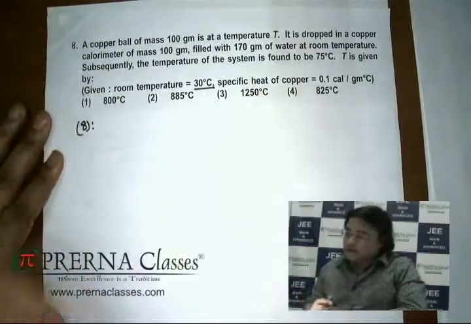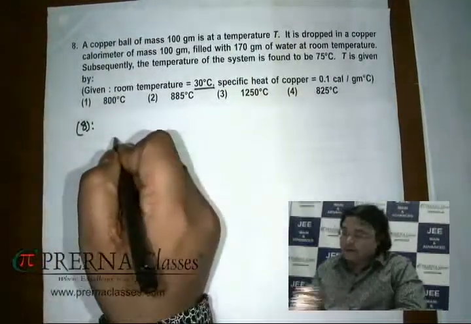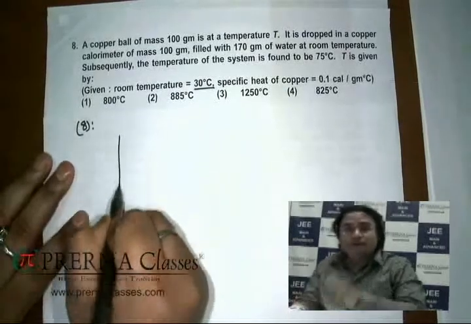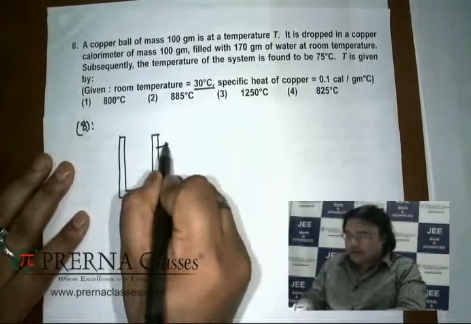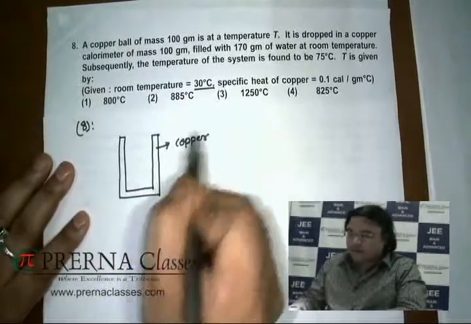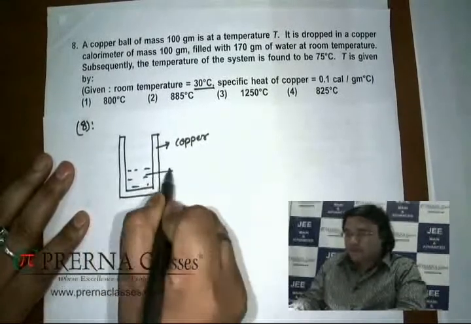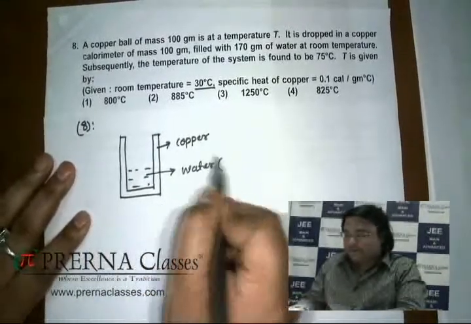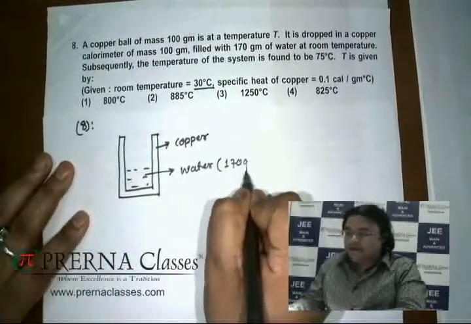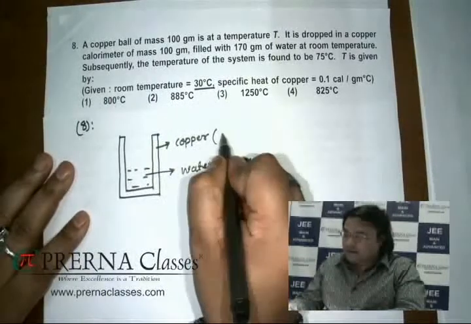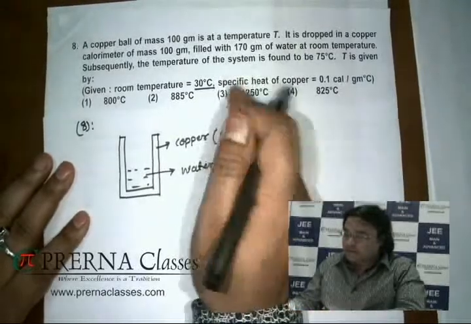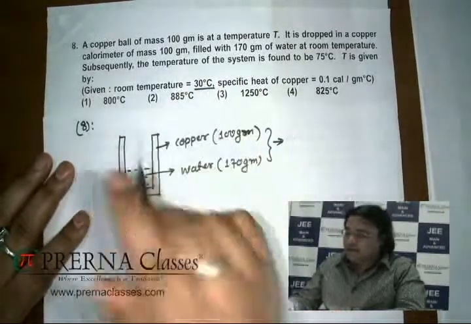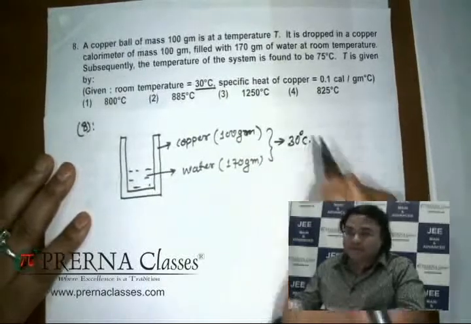Okay, now next one, that means question number 8. It comes from the calorimetry chapter, and you know the principle of calorimetry: heat gain equals heat loss. Here a calorimeter made of copper contains water. The mass of water is given as 170 gram and the calorimeter mass is 100 gram. Both are at room temperature, which is 30 degrees.